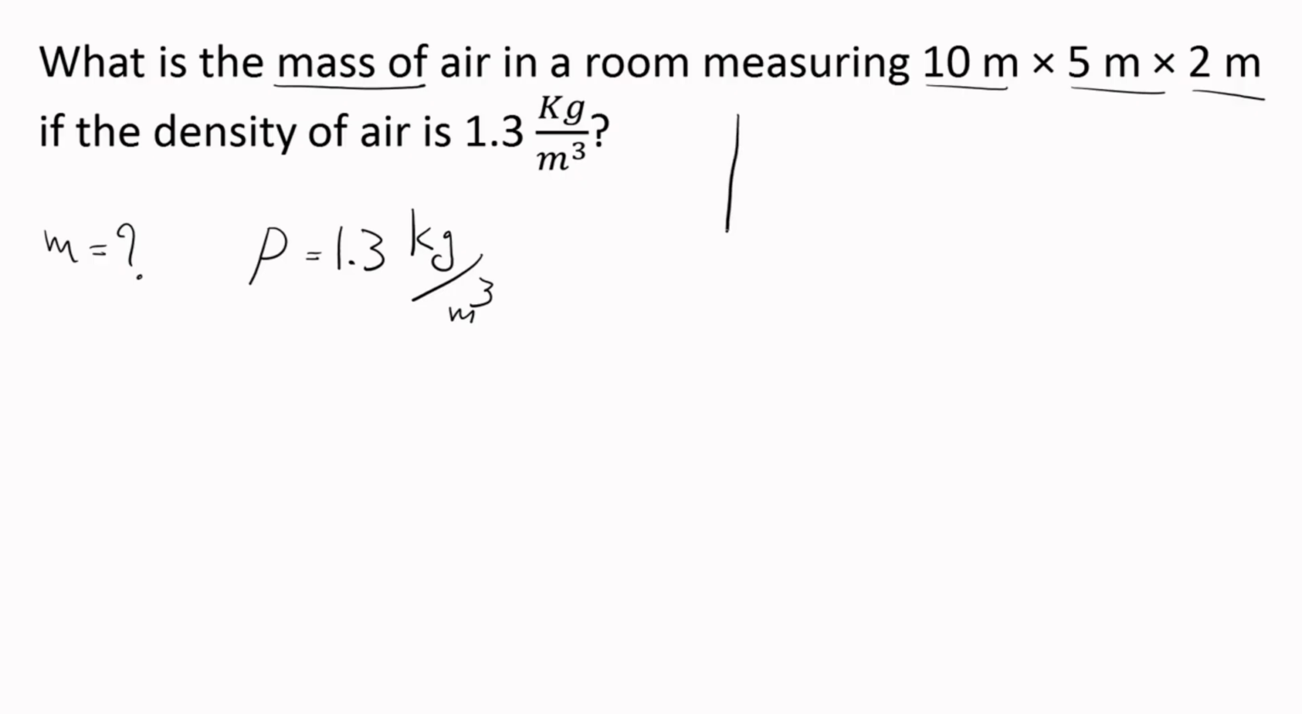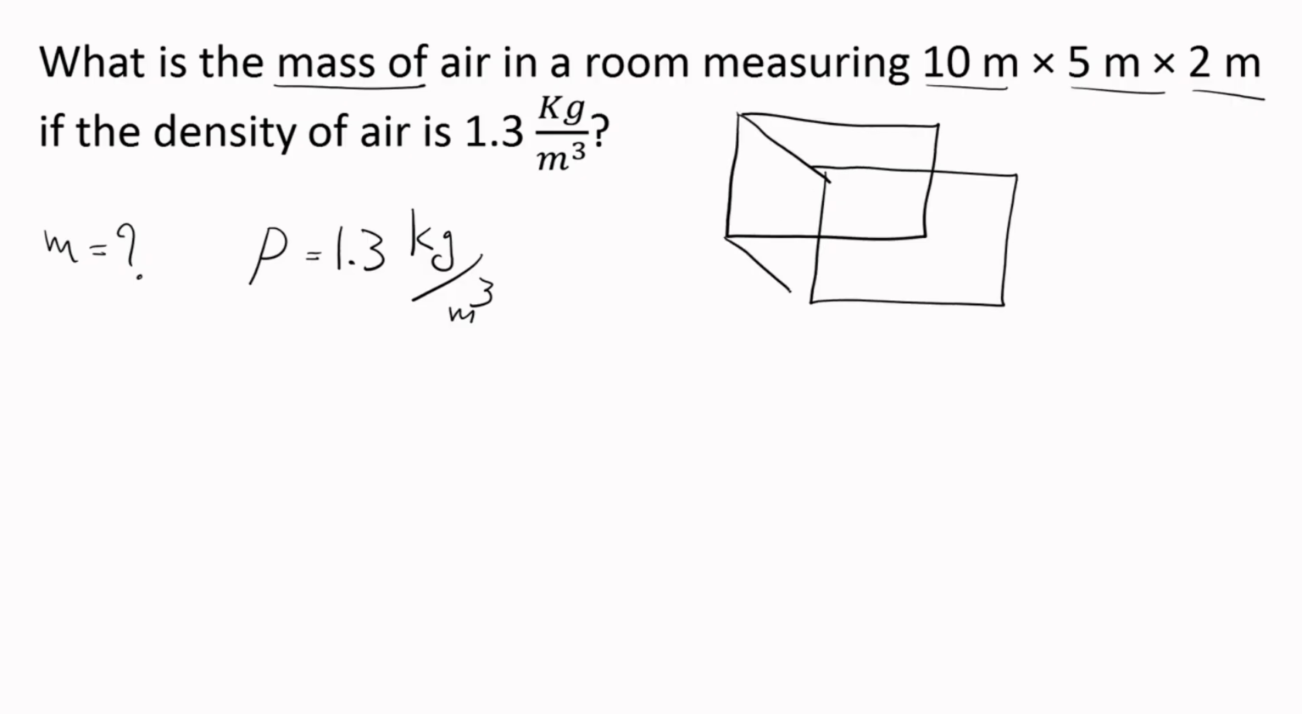Pay attention. I'm gonna draw the room for you. It's gonna be a cuboid, and of course the scale is not correct. For example, the length is 10 meters, the width is 5 meters, and the height is 2 meters. I do not have the volume, but I have the dimensions and I can easily calculate the volume of this object, of this room. Volume is gonna be length times width times height.